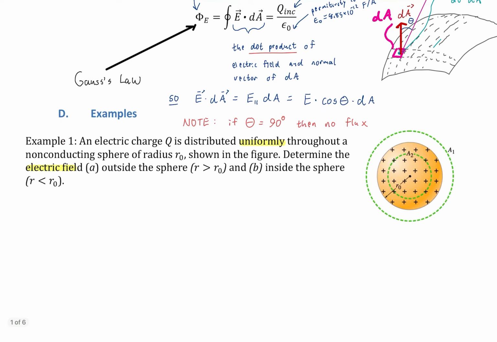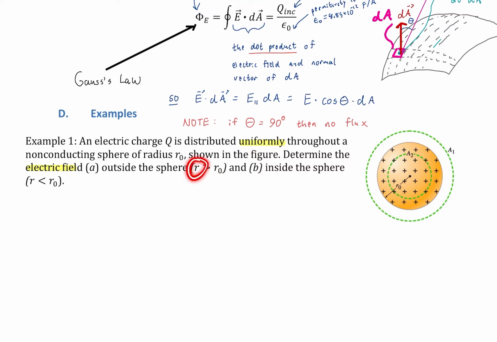So let's do two examples that use Gauss's law, use calculus, but aren't really going to be dealing with the surface integral, but instead integrating over the enclosed charge. We have an electric charge Q that is distributed uniformly throughout a non-conducting sphere. There's our non-conducting sphere right here. It has a radius R naught. You can kind of see it squeezed in there between all the plus signs, which just denote the spread of positive charge. We want to determine the electric field outside the sphere, so for some value of r that is larger than R naught, and inside the sphere, for some value of r that is smaller than R naught.